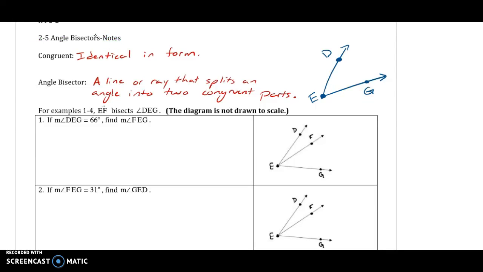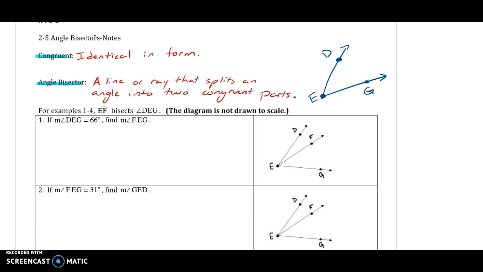2-5 angle bisectors is the last section of Unit 2, which means a test is coming up. So, quick little refresher, we may have seen bisector. Bi means 2, so it means it cuts something in half to make 2 even parts. So the word congruent means identical in form, and the word angle bisector is a line or ray that splits an angle into 2 congruent parts.